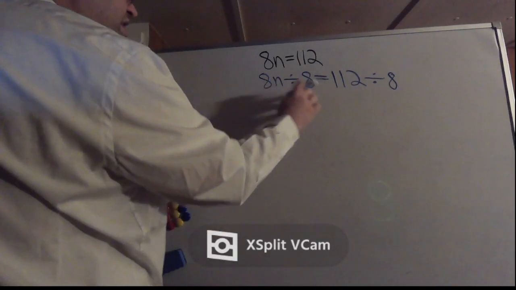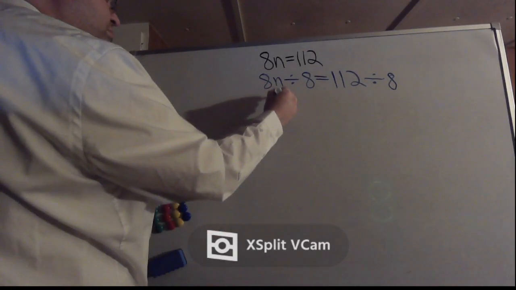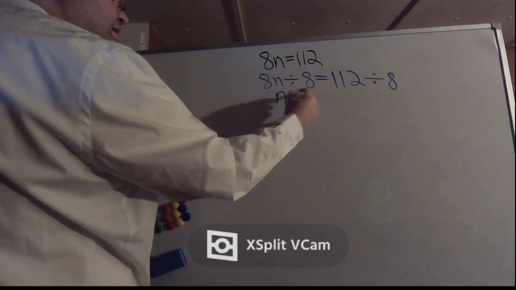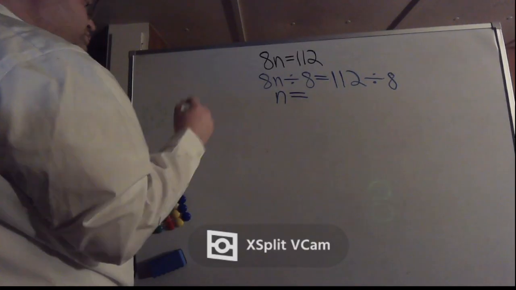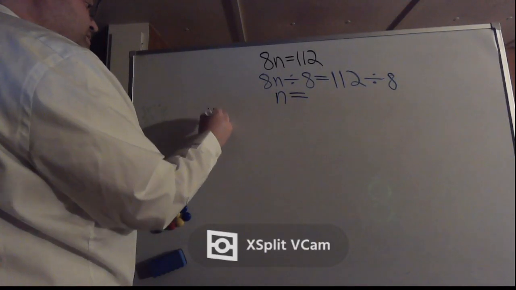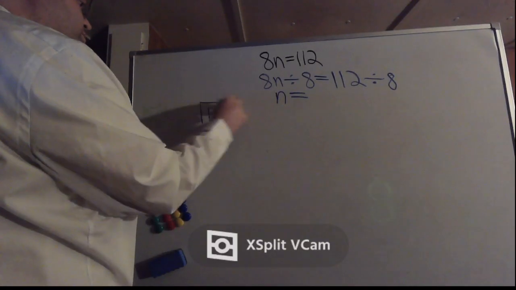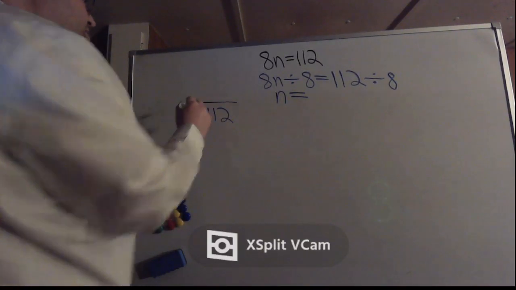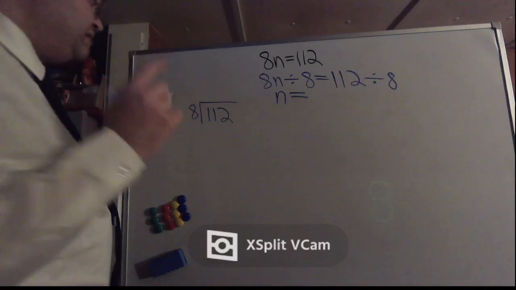So we know 8 divided by 8 is 1. You'll have n by itself. n is equal to, what's 112 divided by 8? We need to work that out on the side. Do a little bit of long division on the side. So what is 112 divided by 8?